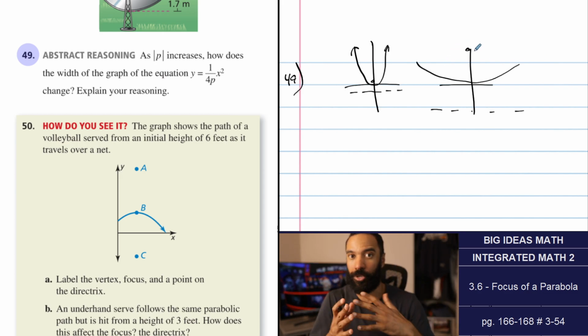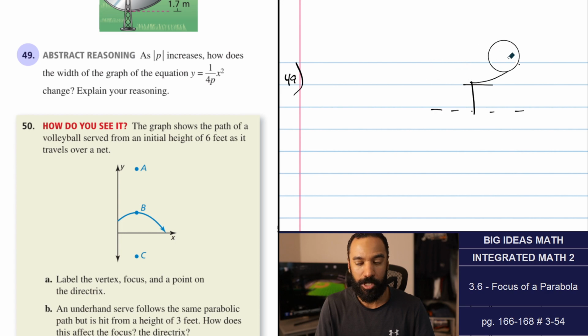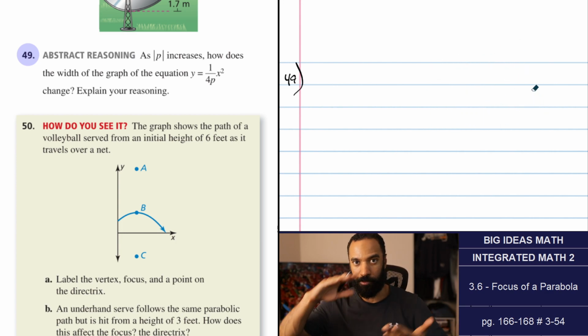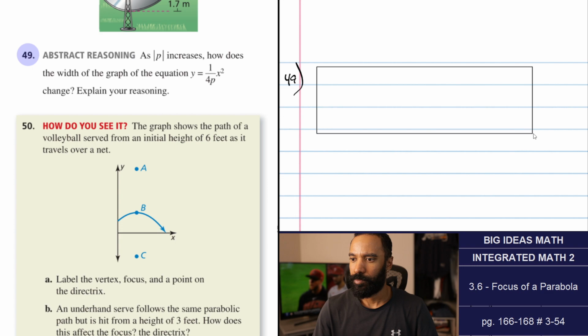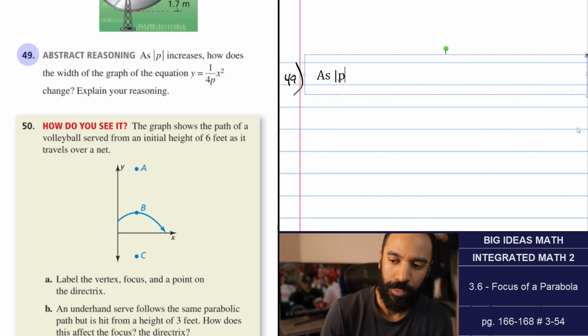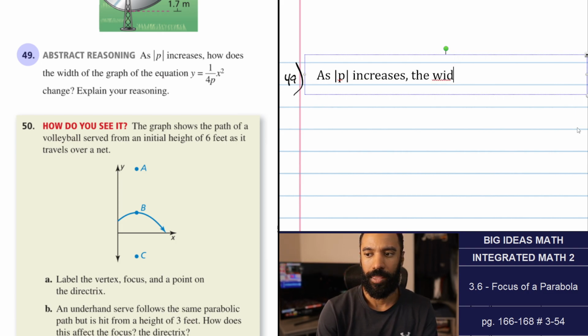As p gets bigger, your graph gets wider. That's basically the thing. And you can tell in your equation, y equals 1 over 4p x squared. As p gets bigger, your a value gets smaller. If your a value gets smaller, it gets more vertically compressed. So, how does the width of the graph of the equation change? As the absolute value of p increases, the width of the graph also increases.